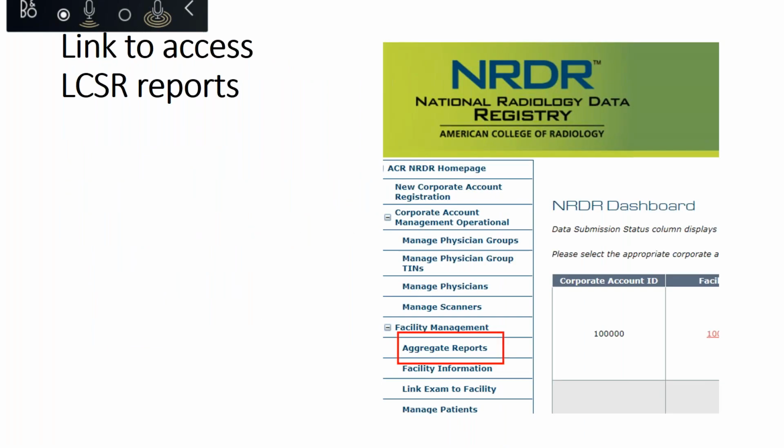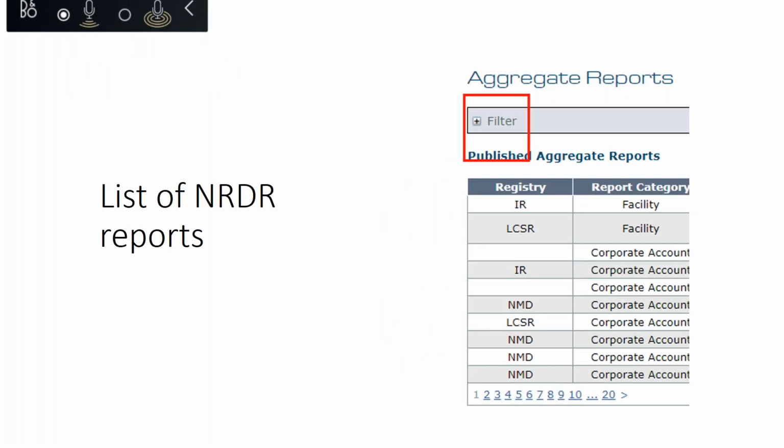You access the reports by logging on to the National Radiology Data Registry website. Anyone who is a registered LCSR user at your facility can view these reports. Under the Facility Management heading on the left side of the page, you click the Aggregate Reports link. You'll see a list of reports that you have access to. You can use the filter to list only certain reports. Click the plus sign to use this feature.